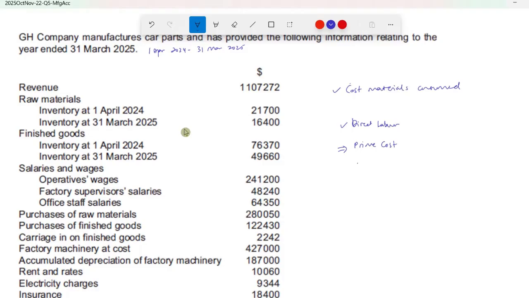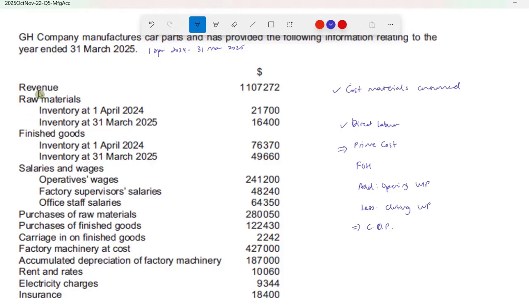Then we have the indirect expenses. We call it the factory overhead. And then after this section, we will add the opening work in process before we less the closing work in process to derive at the cost of production. With this framework in mind, as we run through the details, we are in fact mapping out the answer, right?